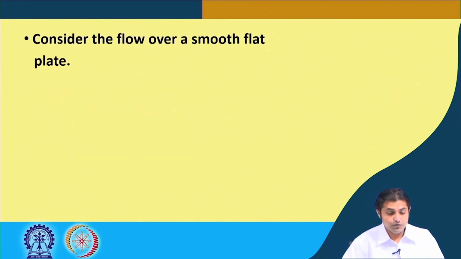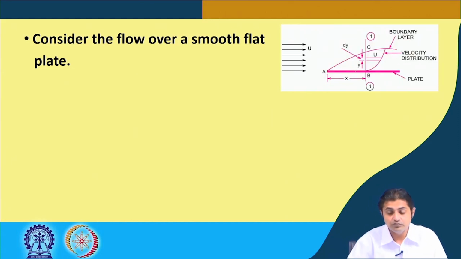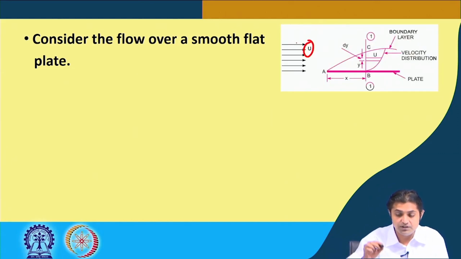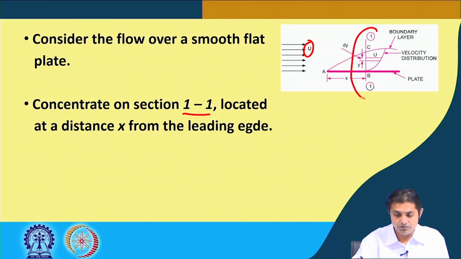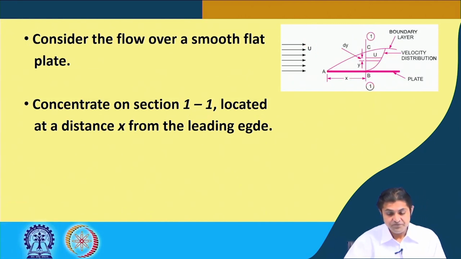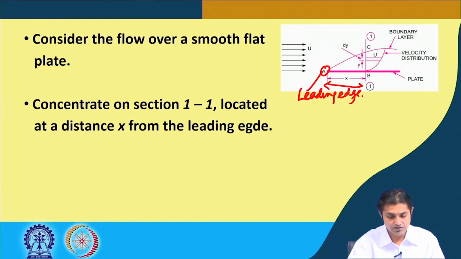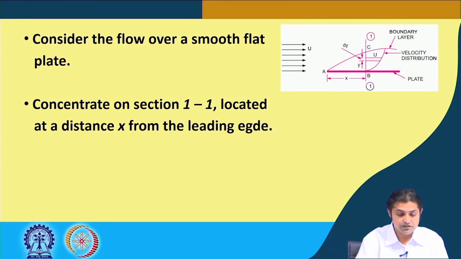Now, we consider the flow over a smooth flat plate like this. There is a flow which is coming with the speed U, there is a flat plate, and at any distance x there is a section 1 1. Just to mark, this is section 1 1, and that is located at a distance x from the leading edge. So, this is the leading edge. The orientation is clear to you, I hope.